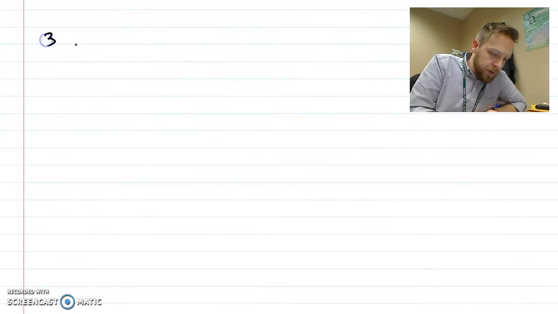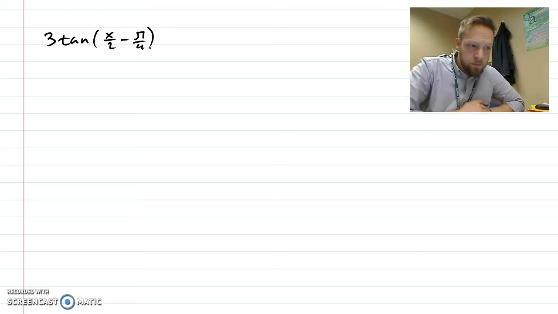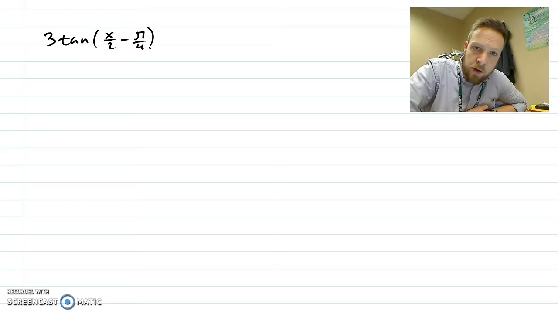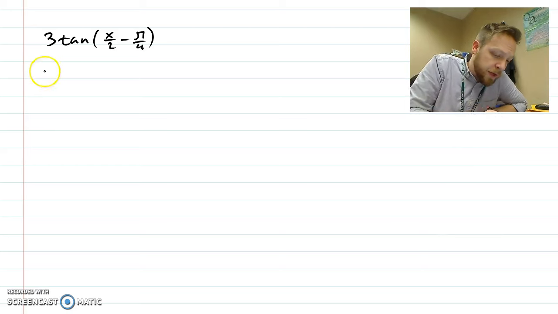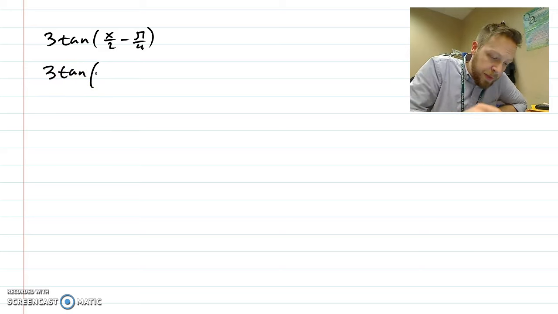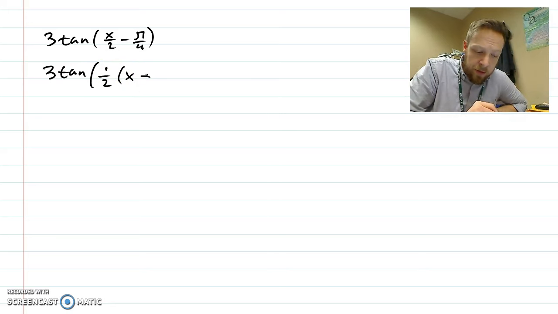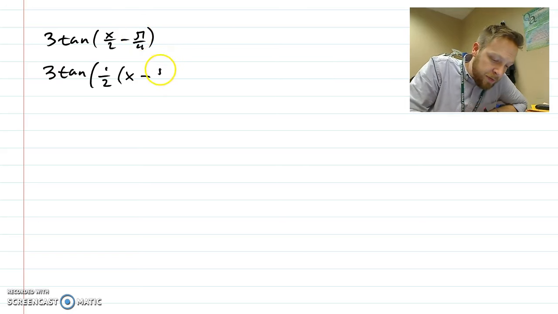So we're going to do 3 tangent of x over 2 minus pi over 4. The first thing you always do is factor out something inside of the tangent. This is just like sine and cosine. So we're actually going to rewrite it as 3 tan, and the common factor here would be 1/2. So we have x minus, and then I like thinking, if I was to multiply the 1/2 back in, how would I get pi over 4? So this would have to be pi over 2 for that.